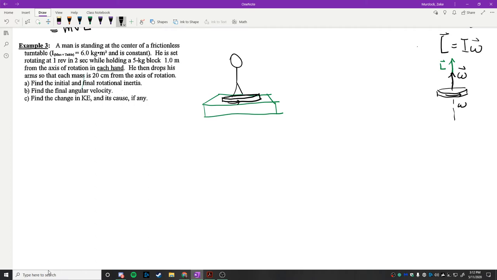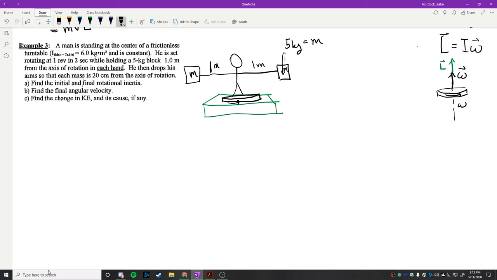It tells us the moment of inertia of the man plus table is constant. He's set rotating at 1 revolution in 2 seconds while holding a 5 kilogram block 1 meter from the axis of rotation in each hand. So a meter away, he's got a 5 kilogram block. Same thing over here. And 1 meter for an arm span, I guess that's reasonable. So this is 1 meter, 1 meter, and then I've got these two masses, one here and one here.